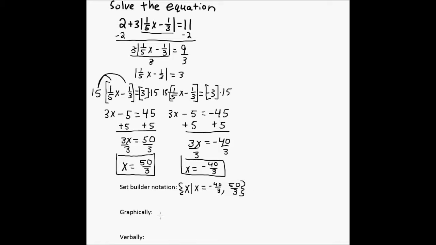Now, when it comes to the graph, it's nice to know what integers these numbers fall between. So I'd like to know what integer 50 over 3 falls between and -40 over 3 falls between. I know that 50 over 3 is going to be to the right of 0. I know -40 over 3 is going to be to the left. But I would like to pinpoint it a little further and find out what two integers these are between.